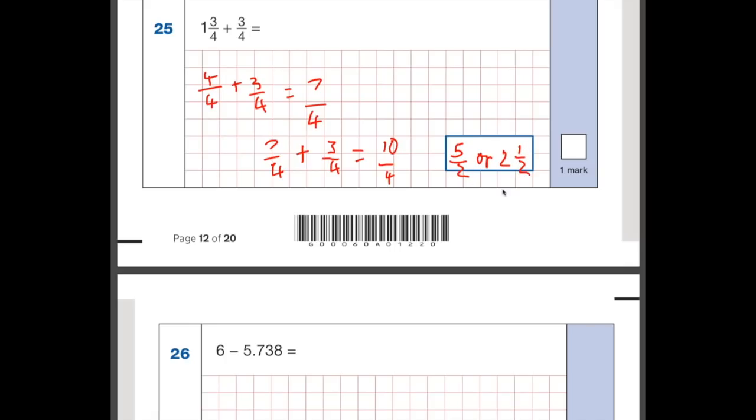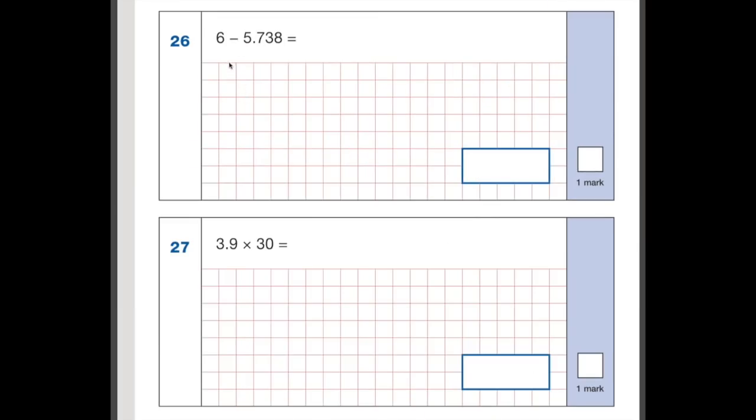Number 26 says 6 minus 5.738. Now, you could go a really long and complicated way of doing this, or you could look at this number here, 5.738, and think, well, what can I add on to this to make 6? Because that's the same as 6 minus this is the same as looking at this and adding on until we get to 6.